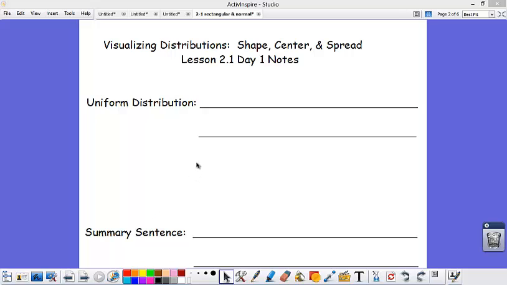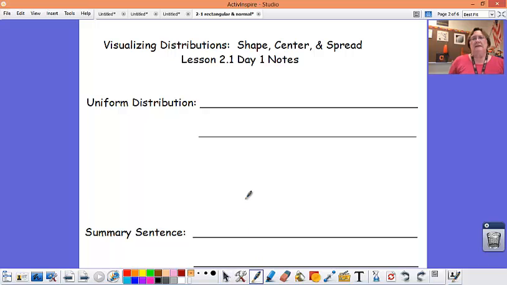Hi, today we're going to start a 2-day lesson on visualizing distributions. And as we said previously, a distribution is just a listing or a picture of all the possible values that a variable could take on and the number of times that those things occur. You'll remember that we used dot plots to show distributions. Today we want to talk about specifically two styles or shapes for those distributions to take on.